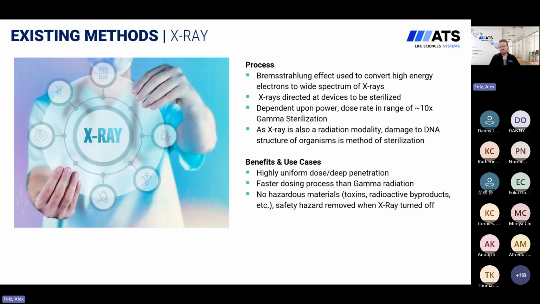Similar to gamma, we're looking at highly uniform dose, deep penetration, again, faster dosing than gamma or ethylene oxide. And one advantage of X-ray is that there's no hazardous materials, no toxins, no toxic off-gassing, no radioactive byproducts, and the safety hazard is removed when the X-ray is turned off. So a little bit of a lower safety burden there with X-ray when the device is turned off.